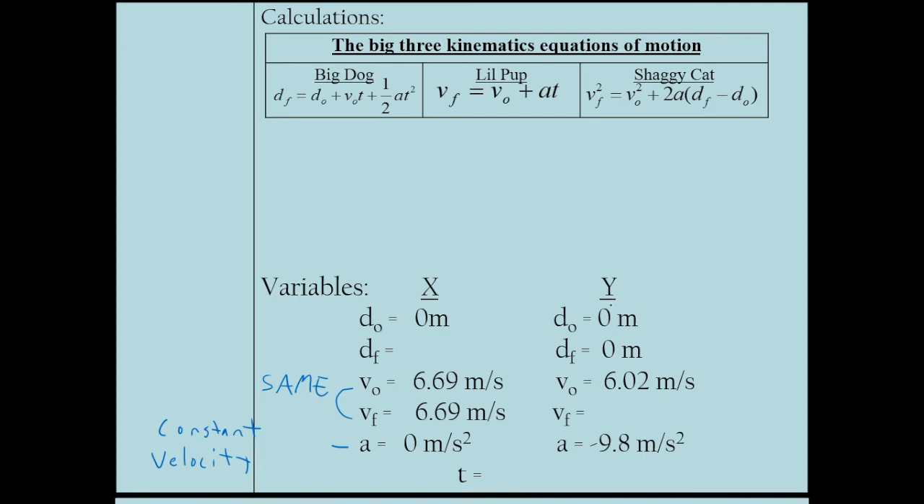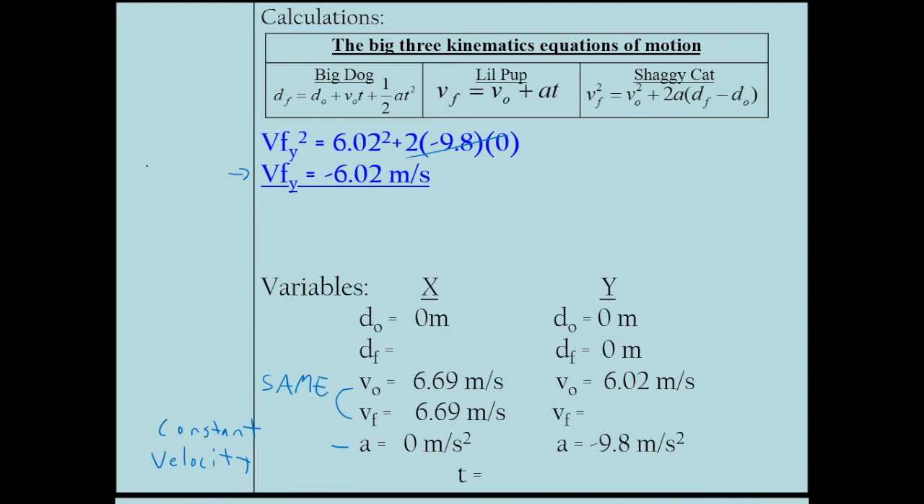And to do that, we're going to look at which equation's only missing VF. We notice that we don't have T as well, so we can't use Big Dog, can't use Little Pup, we got to use Shaggy Cat again. Using Shaggy Cat, we get VF squared equals this. We notice though that VF squared is really just equal to VO squared, because 2 times negative 9.8 times 0 is just 0. Therefore, our final velocity in the y direction is negative 6.02 meters per second.